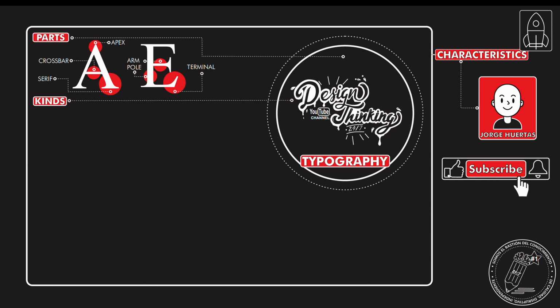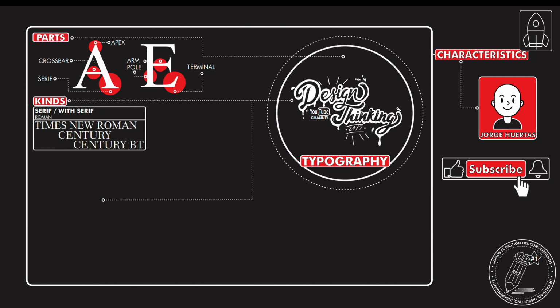So when we talk about the kinds of typography, we basically got four that are the main ones. The first one and the biggest one is the serif. It means that it's with serif, it means with this part. They are also known as Roman kind of typography, like Times New Roman, Century, Century BT. All of these kind of characters are very popular and are a big part of when you want to choose a typography.